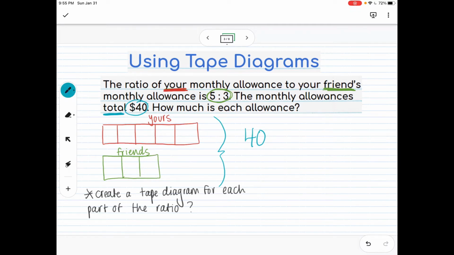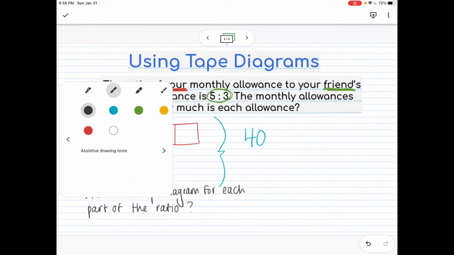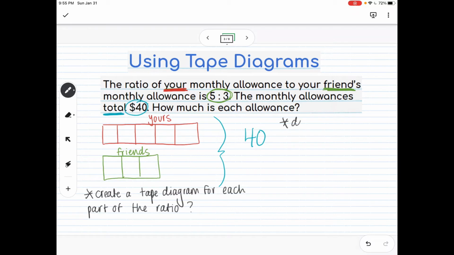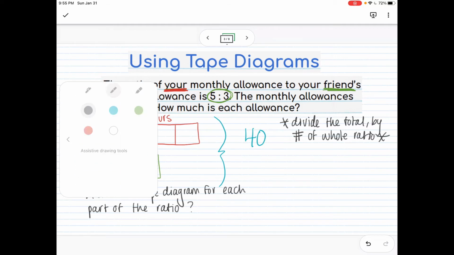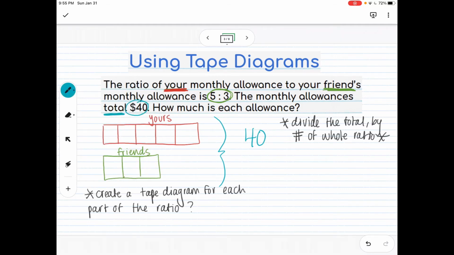And now we're going to take our total over here, and we are going to divide the total by number of whole ratio. And the reason this time it's whole ratio is because this is what this question asks for. But it won't always be whole. It just depends on the particular question. So in this case, we'll do 40 divided by 8.